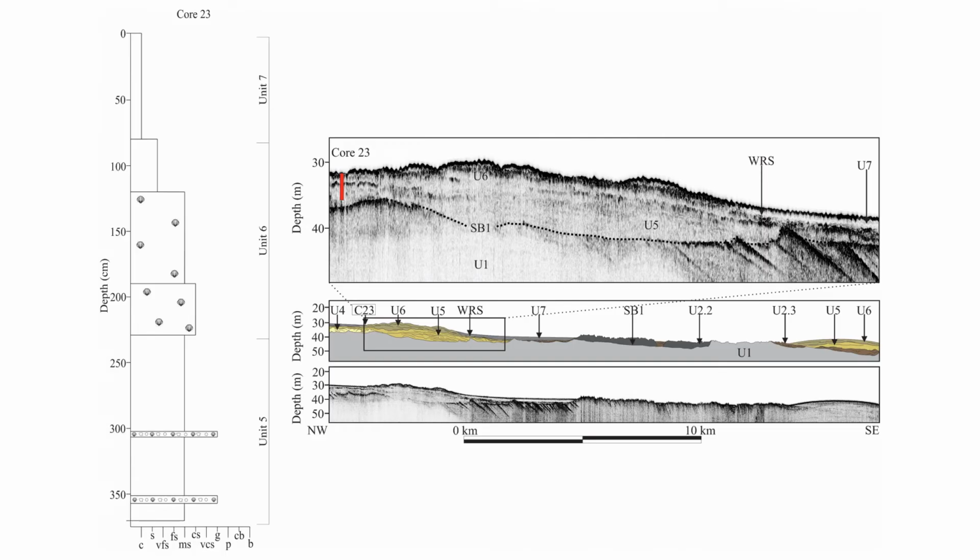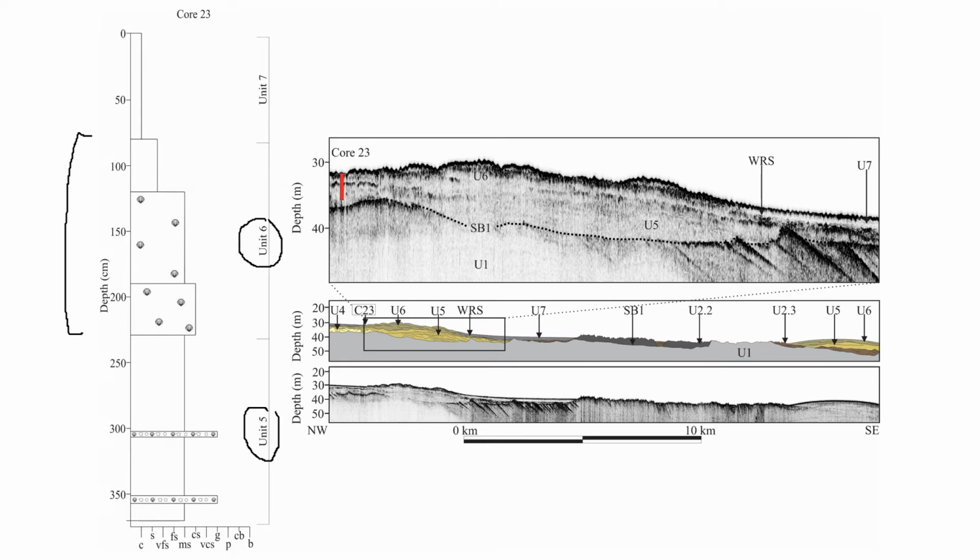Core 23 intersects 3 different seismic units. From the base upwards, it intersects Unit 5. This is defined by medium sand separated by gravelly shell layers. This transitions into a fining upward succession from coarse sand to medium sand to very fine sand, all denoting the upper delta deposit, known as Unit 6.